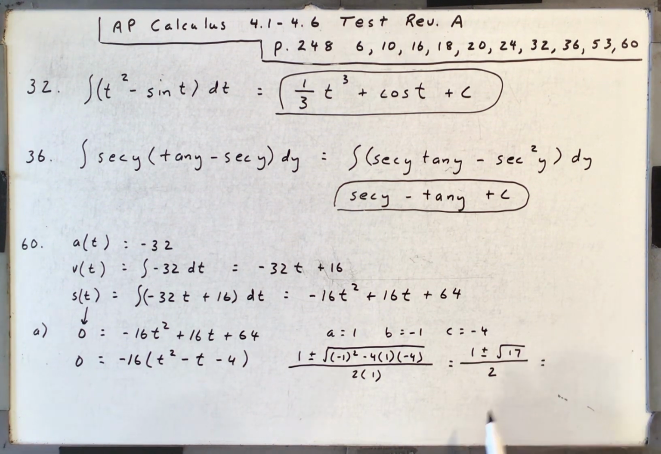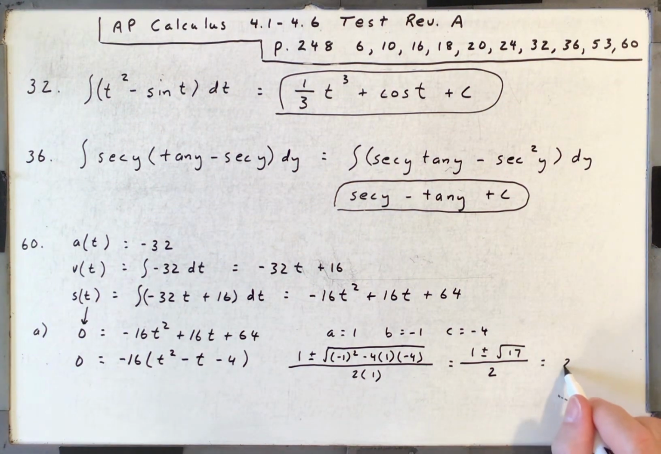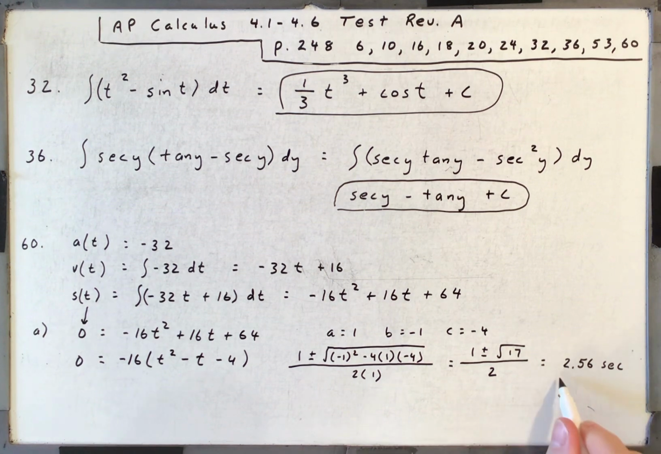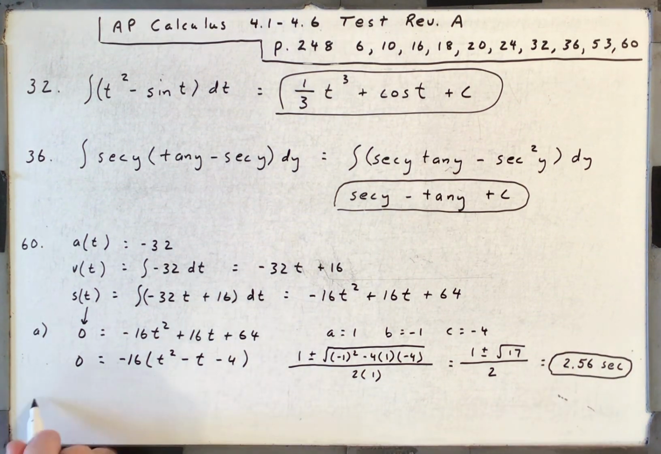One of those is going to be negative, so we're not going to have a negative time here. The other one is positive, and if you put that square root of 17 in your calculator, add 1, and then divide by 2, you'll get 2.56 seconds, which makes sense. That's a pretty believable number, so it passes the sanity check.